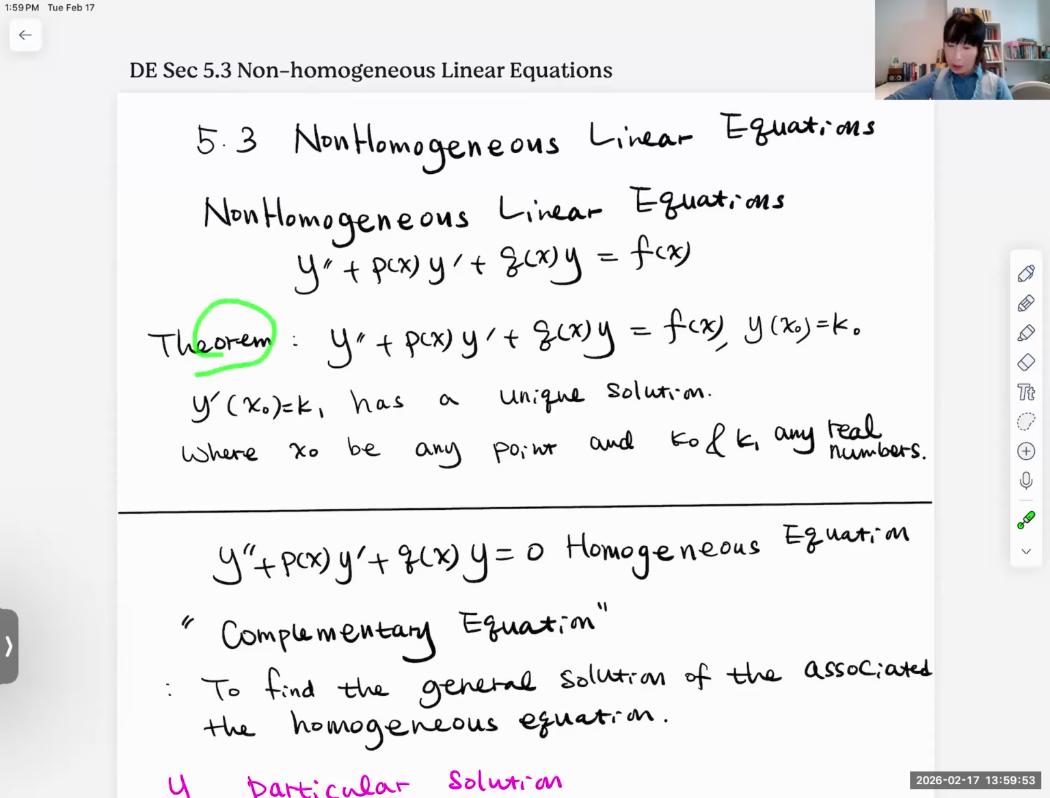Okay, so we have a theorem. We have a non-homogeneous linear equation with initial values, right? Since we have a second order linear equation, we have two initial conditions, which are y(x naught) equal to k sub 0 and y prime (x naught) equal to k sub 1. And then they say that it has a unique solution, with real numbers.